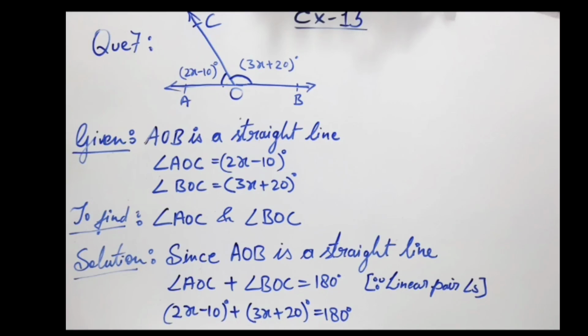Right, solution. Since AOB is a straight line, it is already given in the question that AOB is a straight line. So we can say that angle AOC plus angle BOC is equal to 180 degree. We know that these two angles are adjacent angles lying on the straight line. When two adjacent angles lie on a straight line, these are linear pair angles and their sum is always equal to 180 degree.